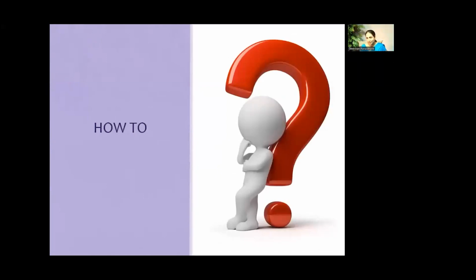Now, we have been screening for pain. We know what pain is. We know why it is important to treat pain. So how do we set about treating pain in our patients?